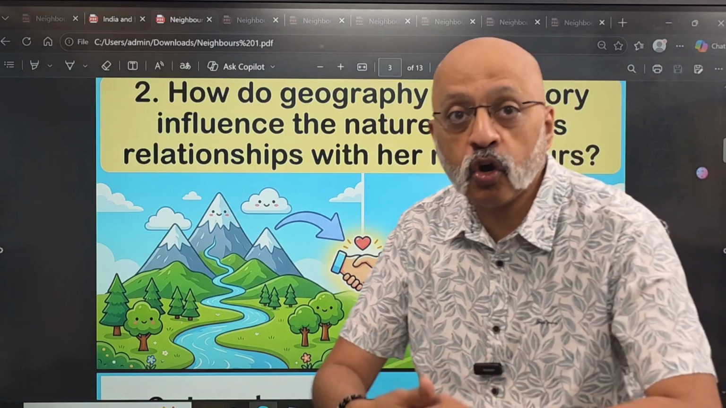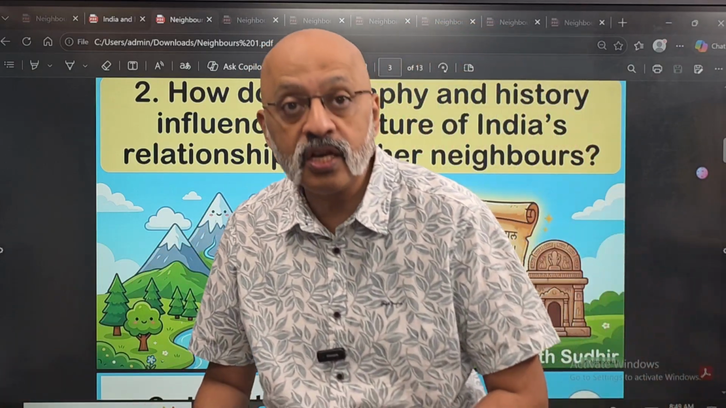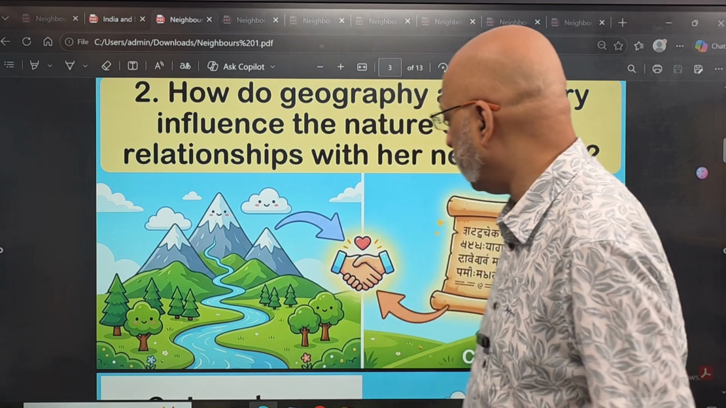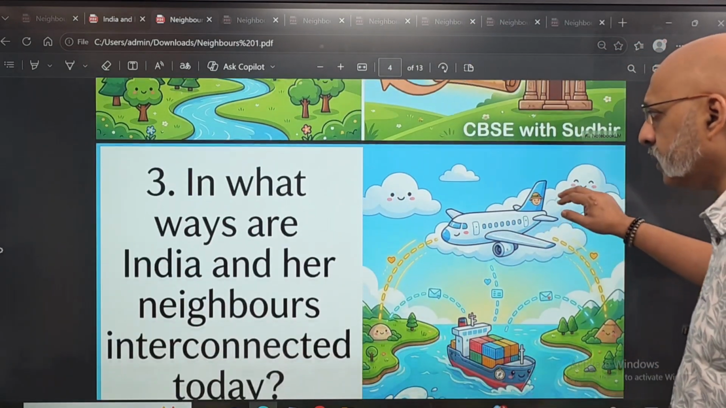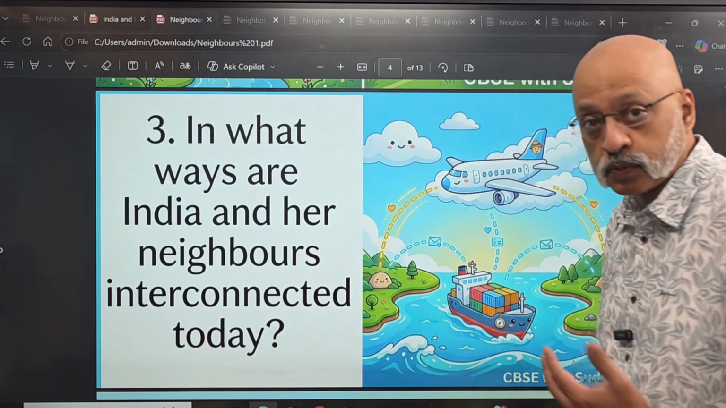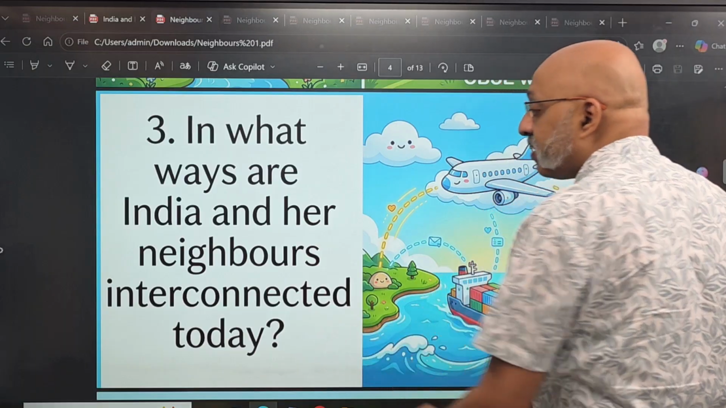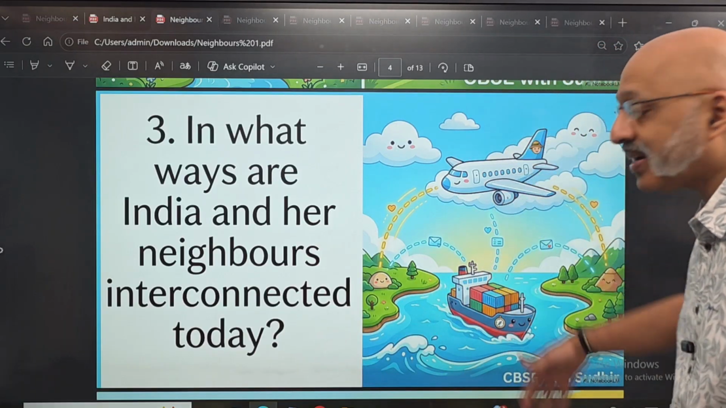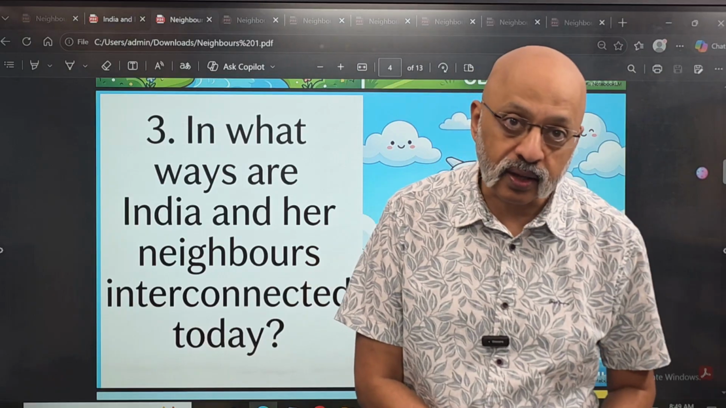Geography, of course, because these are all sharing the same landmass or the sea routes along with India, right? So, this is another important question. The third question that we are going to discuss in this particular chapter, explore, is in what ways are India and her neighbors interconnected today? What is the kind of connection? What is the kind of relationship we have with our neighbors?